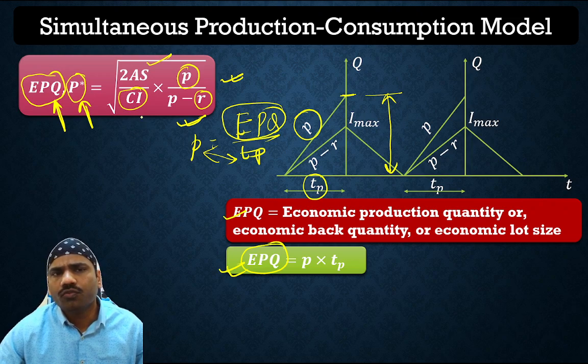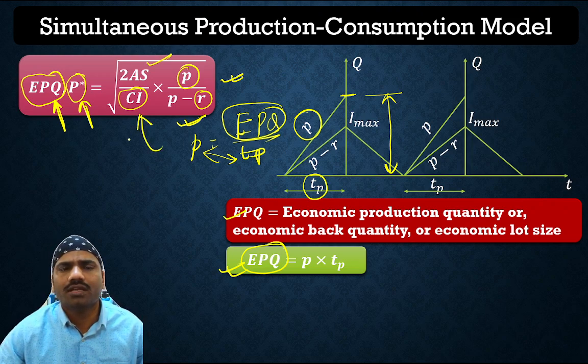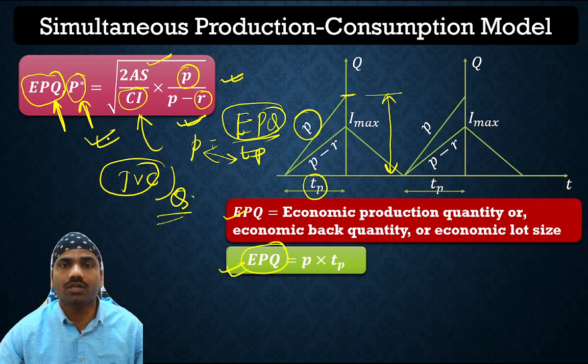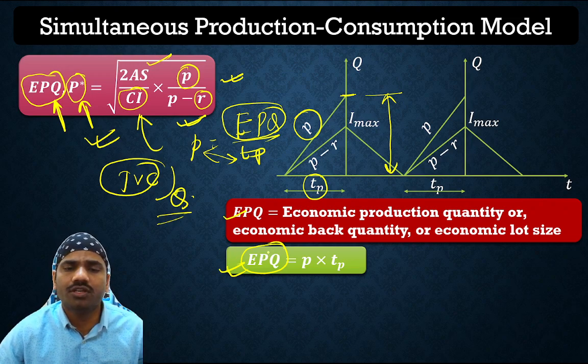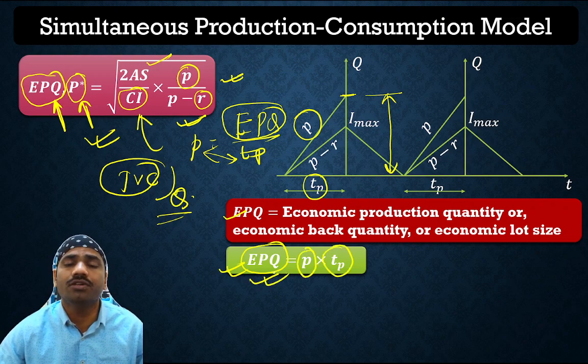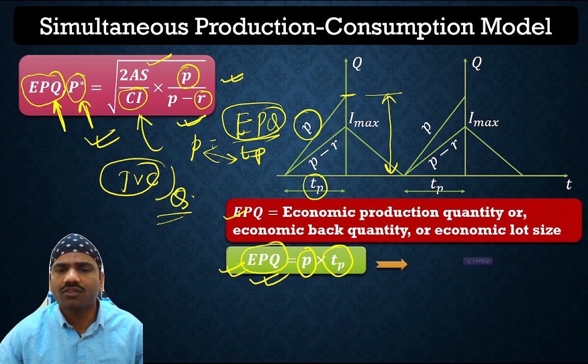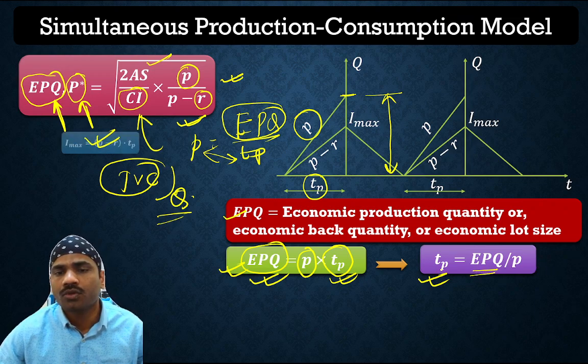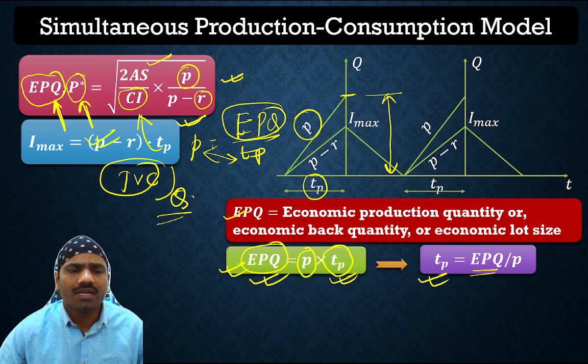So one way of finding the EPQ is by this formula, and we get this formula by differentiating the total variable cost in this particular model with respect to quantity and equating it to 0. Another way of finding the economic production quantity is by making use of production rate into production time. We can find TP also from this formula if it is not given. If EPQ is known and P is known, then TP will be equal to EPQ by P.